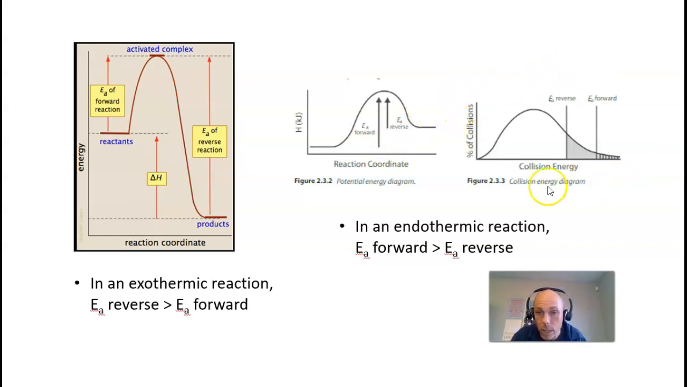And that's shown here in a Maxwell-Boltzmann curve. This is again for an endothermic reaction where the forward reaction would have a greater activation energy than the reverse reaction. The forward activation energy line is written to the right of the reverse, depicting that it's greater.